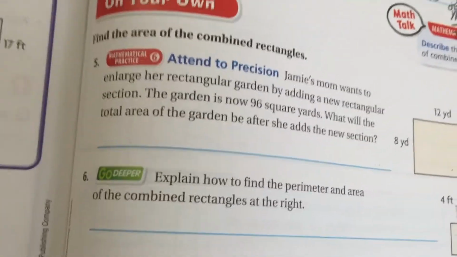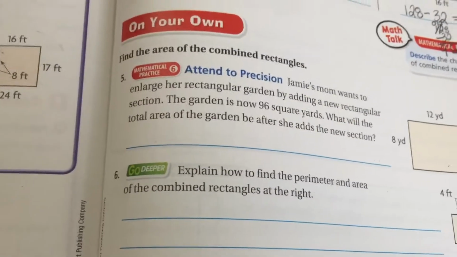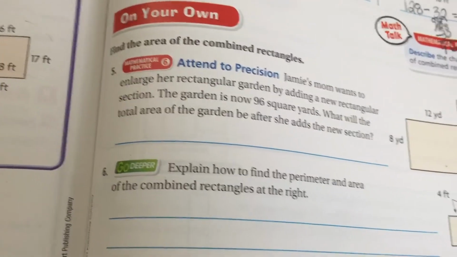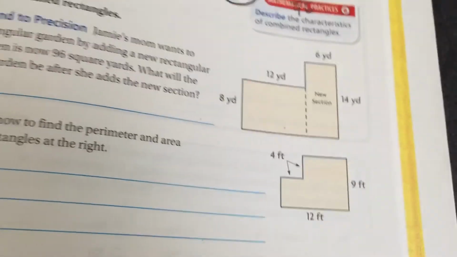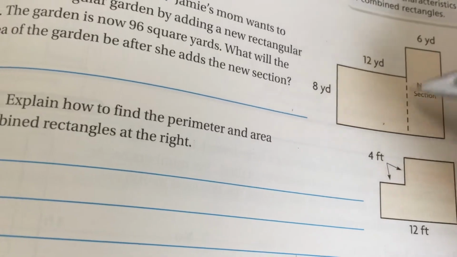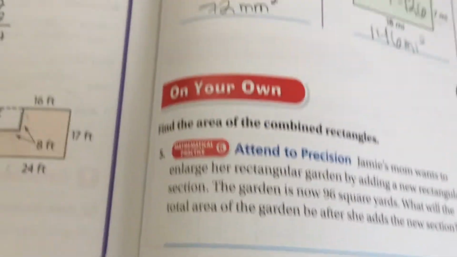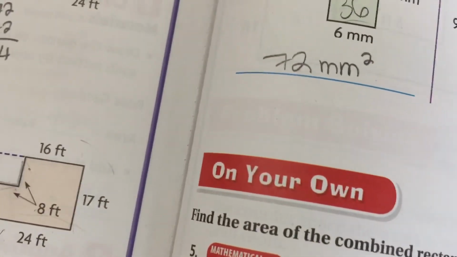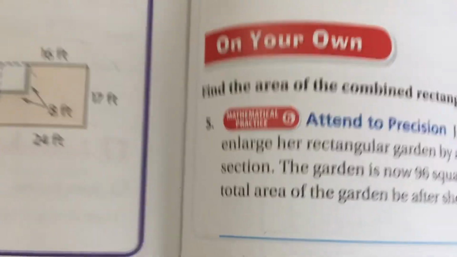All right, so this one down here, it says, Jamie's mom wants to enlarge her rectangular garden by adding a new rectangular section. The garden is now 96 square meters, or square yards, sorry. What will the total area of the garden be after she adds the new section? So it looks like her old garden was 12 by 8 because this is the old section here. So that would be 12 times 8, 96.